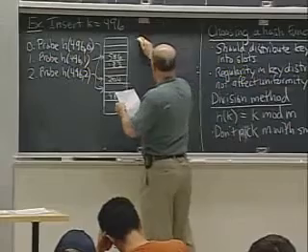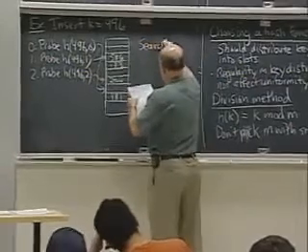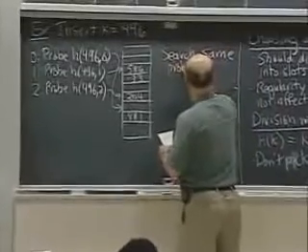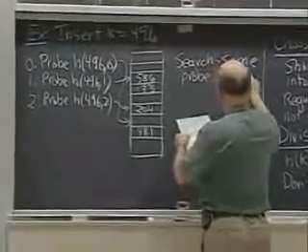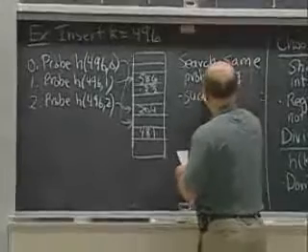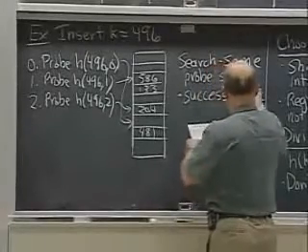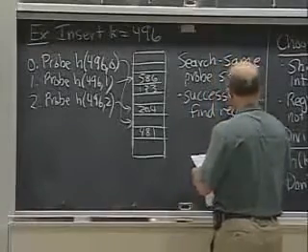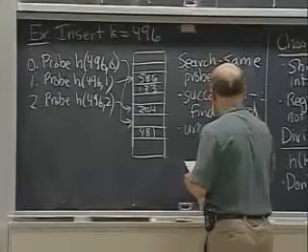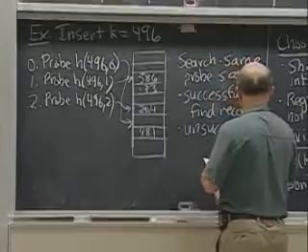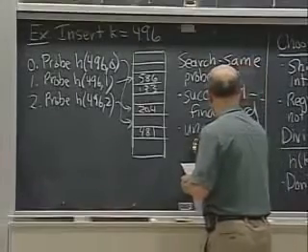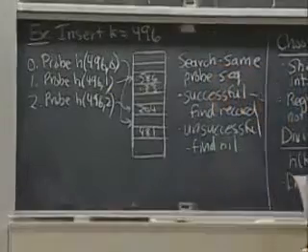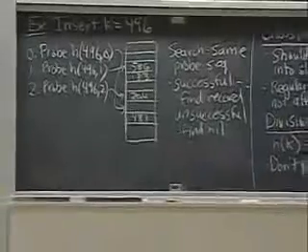Okay, so search is: use the same probe sequence. And if it's successful, it finds the record. And if it's unsuccessful, you find a nil. Okay, so it's pretty straightforward.